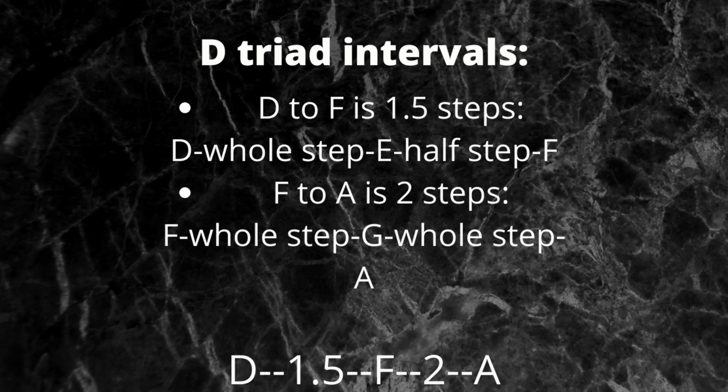Then if we look at the interval from F to A, the third to the fifth, F to G is a whole step, and G to A is a whole step. So if we're talking about from F to A, then we're talking about 2 whole steps. So for the D triad, our intervals are from D to F, 1.5 steps, and from F to A, 2 whole steps.